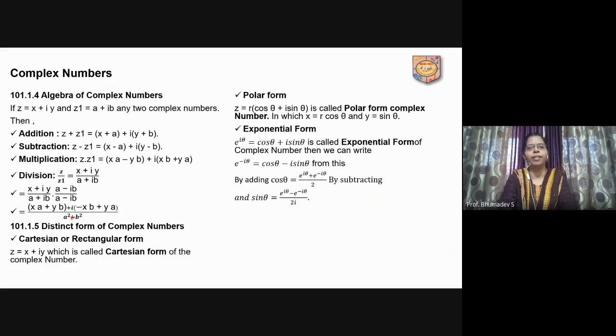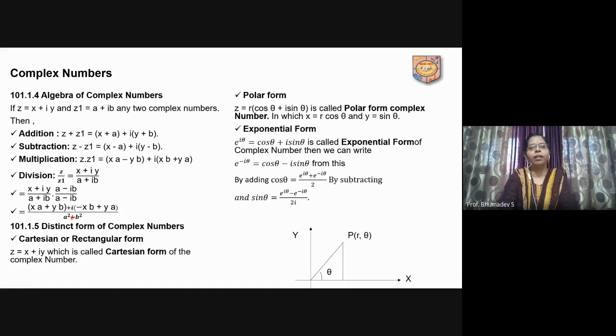as e raised to i theta plus e raised to minus i theta by 2. When we are subtracting these two terms, sin theta can be written as e raised to i theta minus e raised to minus i theta upon 2i. We will be using these two expansions in the expansion part and the later part of module number 1.